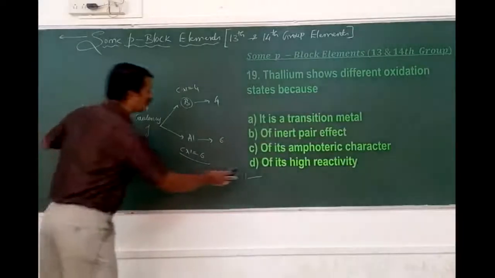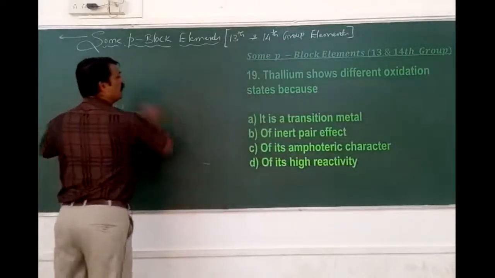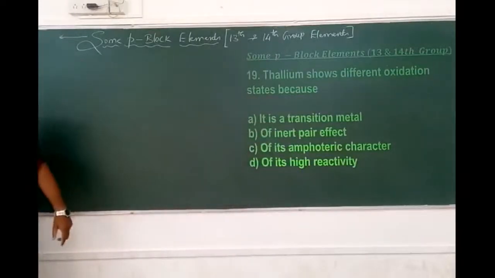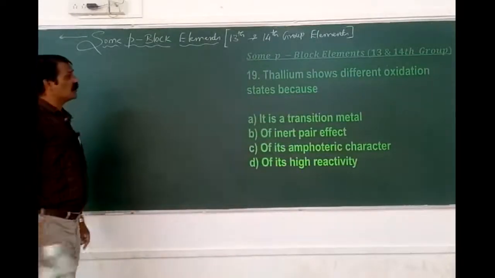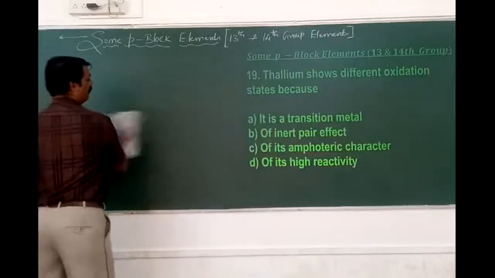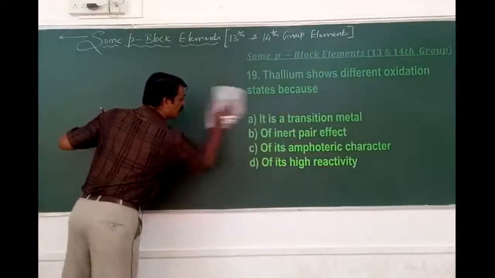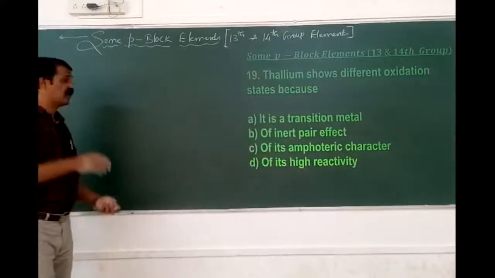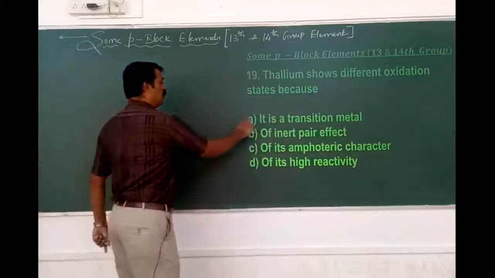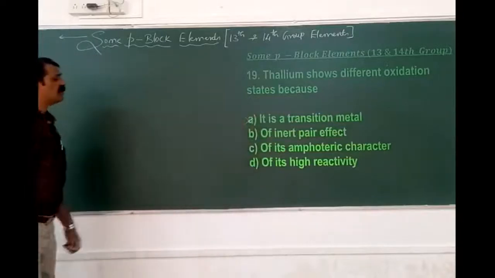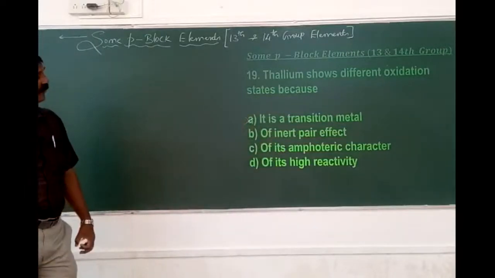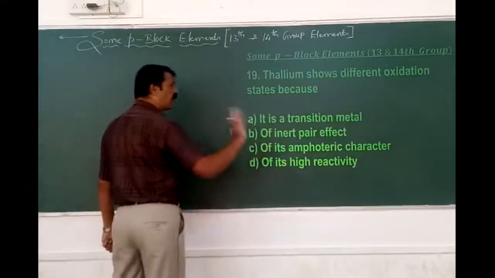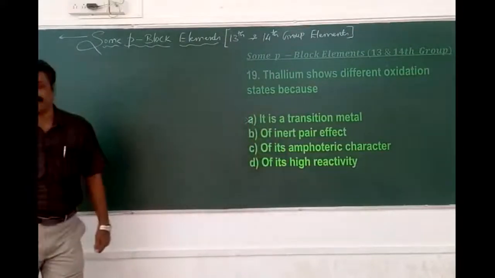Thallium shows different oxidation states. Why? It's not a transition element; thallium is an example of a 13th group element, therefore we can't expect this. Then maybe the chance is one of: inert pair effect, amphoteric nature, or higher reactivity. Of course higher reactivity, but higher reactivity doesn't make the different oxidation states.